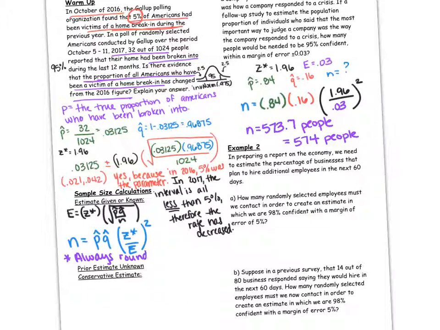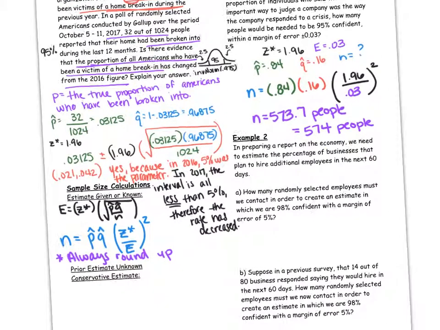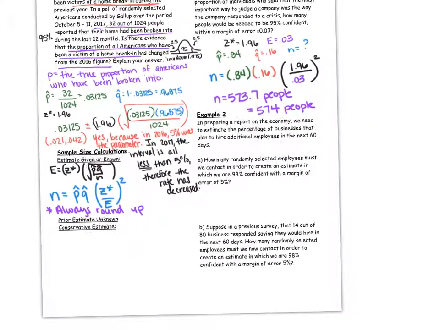Now, there's a problem with this formula. It assumes you know p hat and q hat. Most of the time when you do these surveys, you don't know p hat and q hat. You're estimating. You don't know what those values are. That's why you're doing this. So when we don't know the actual values, look at example 2.